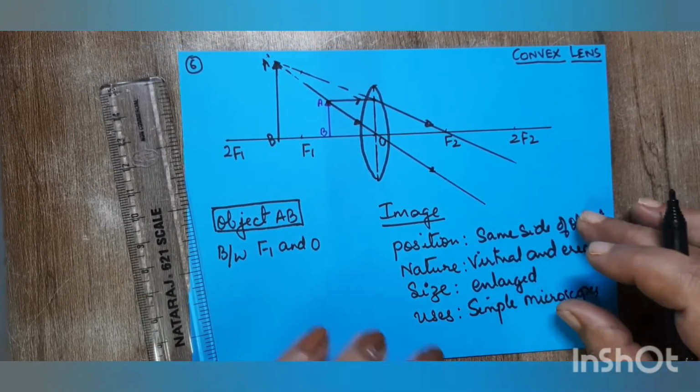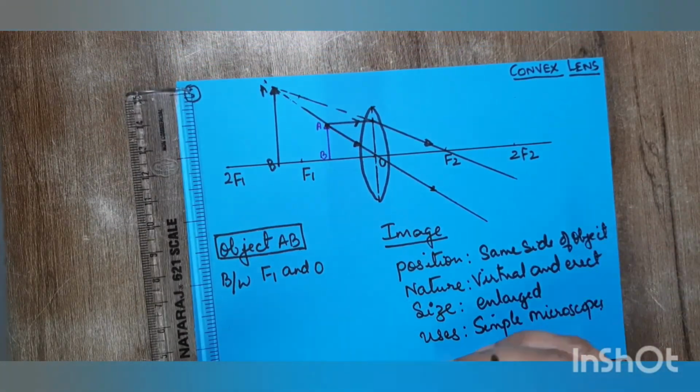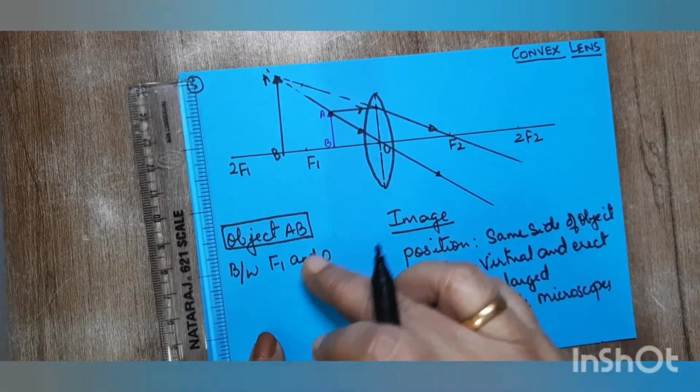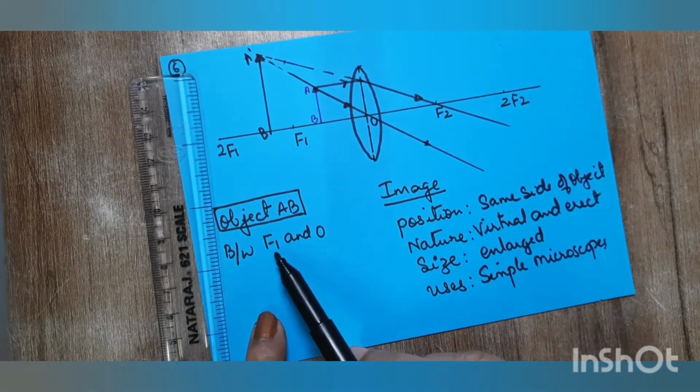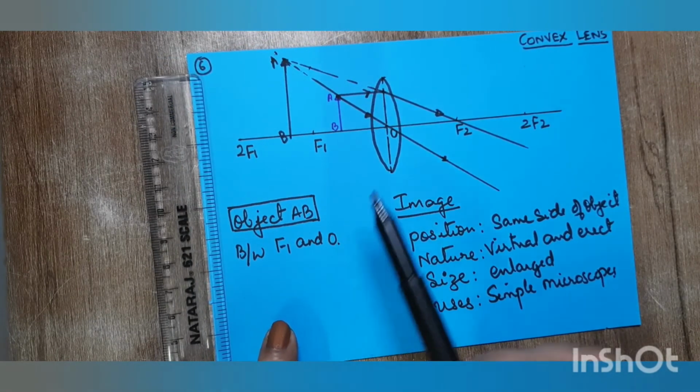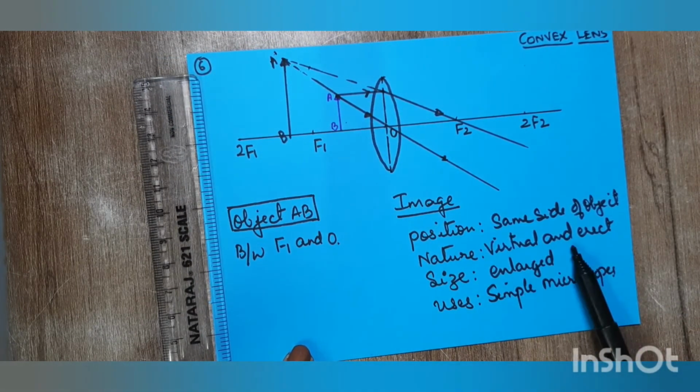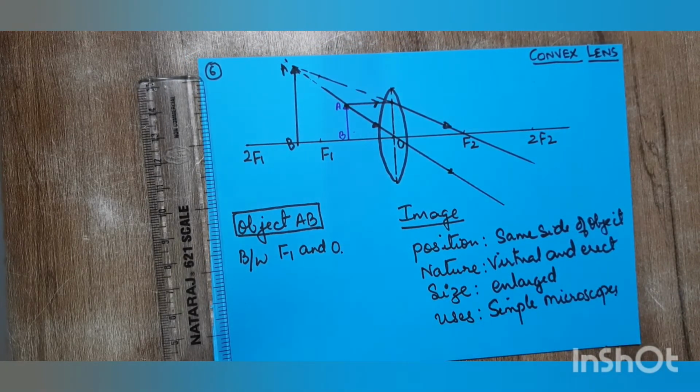So this is a special case. In all the other cases we have seen real and inverted images formed. Only for the position where the object is placed between F1 and optic center, the image is virtual and erect. Do remember this case, it will help us in numericals.